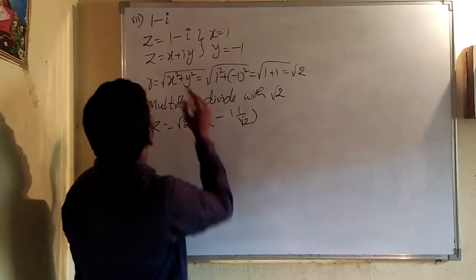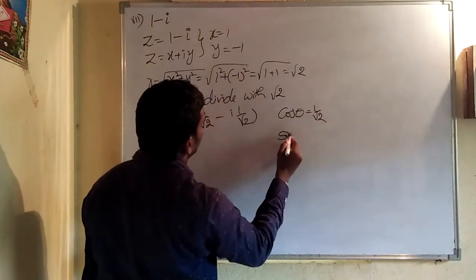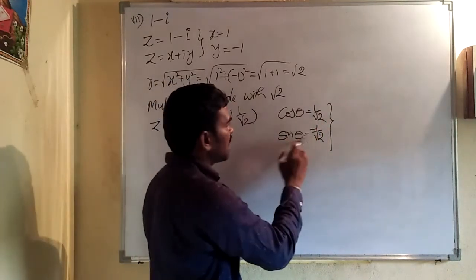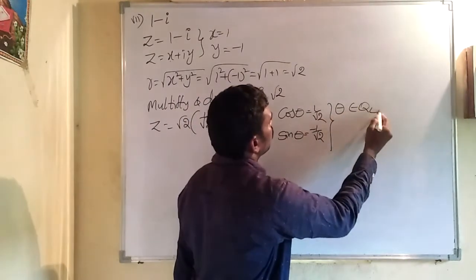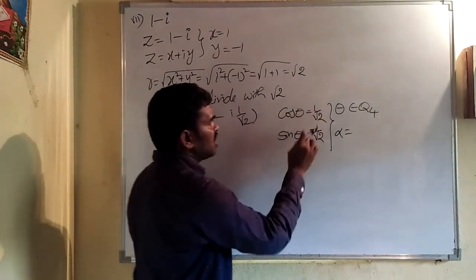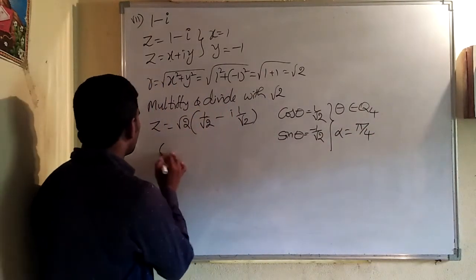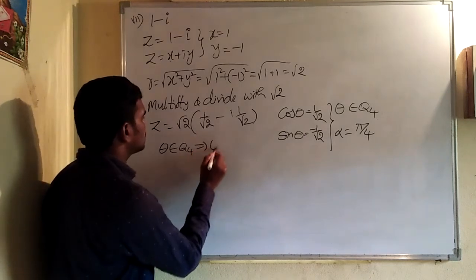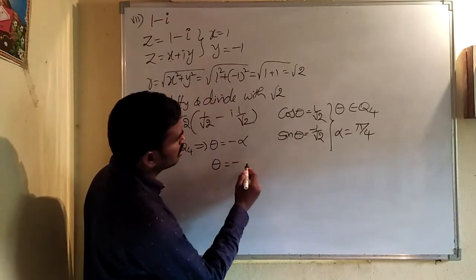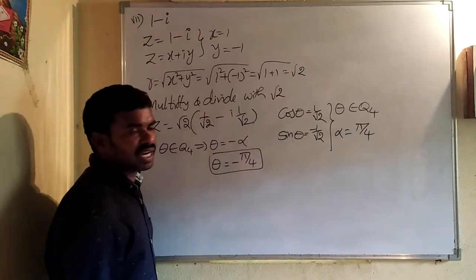What is the cos theta value? 1 by root 2. What is the sin theta value? Minus 1 by root 2. So here cos is positive and sin is negative, so theta belongs to the 4th quadrant. What about the angle alpha? When cos and sin values are 1 by root 2, it is 45 degrees, meaning pi by 4. Since theta belongs to the 4th quadrant, theta can be taken as minus alpha, so theta equals minus pi by 4. So the r value is root 2 and theta value is minus pi by 4.